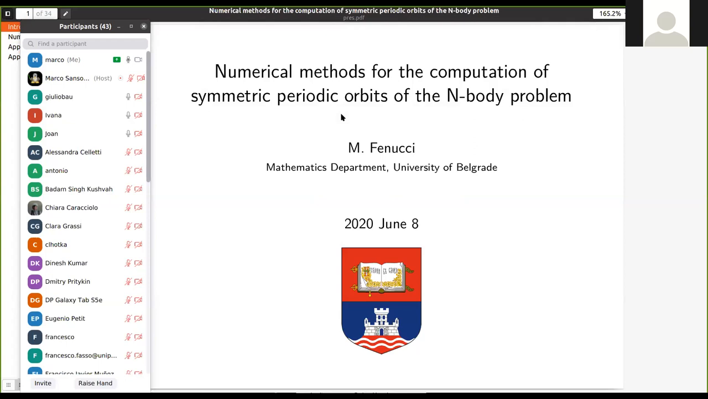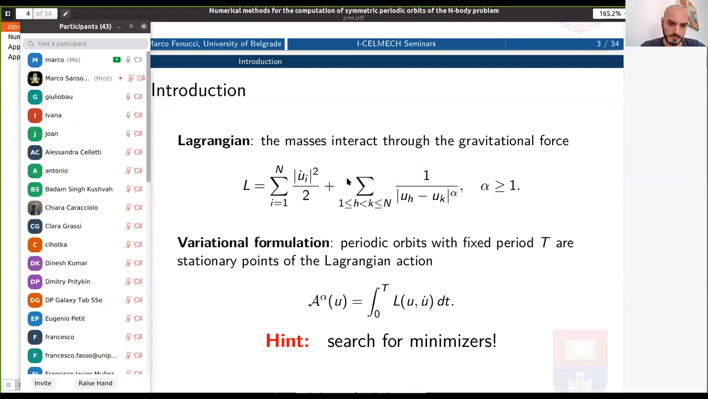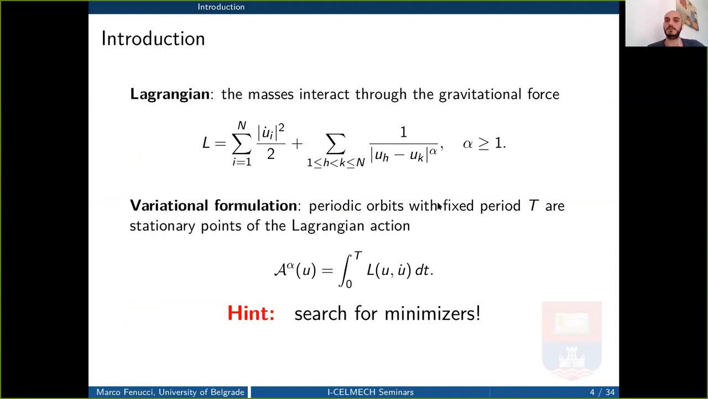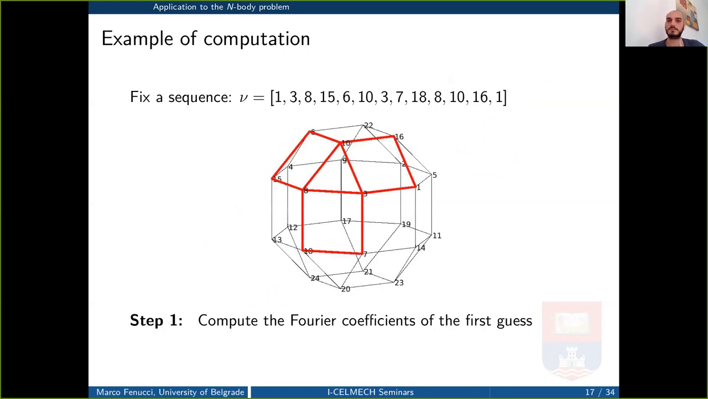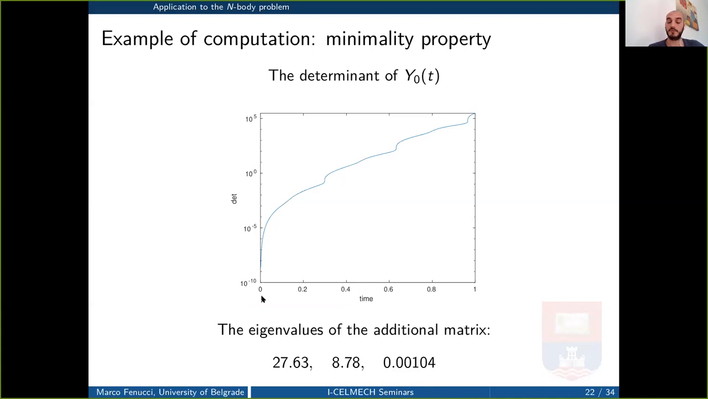The capital T, do you see the screen? Yes. The capital T is fixed at this point. It is the period and it is fixed. So we know what it is. For example, in these examples it is 1. I fix the period to 1, and for example, we can see from here, this is the determinant at 0, 1. You see.